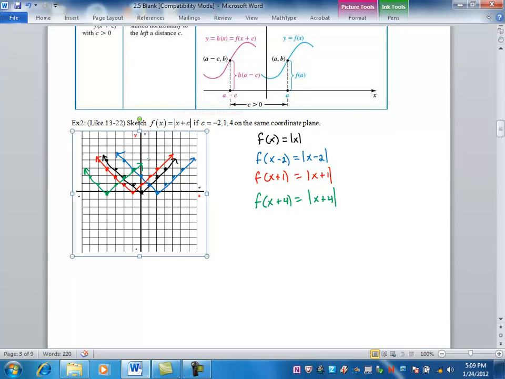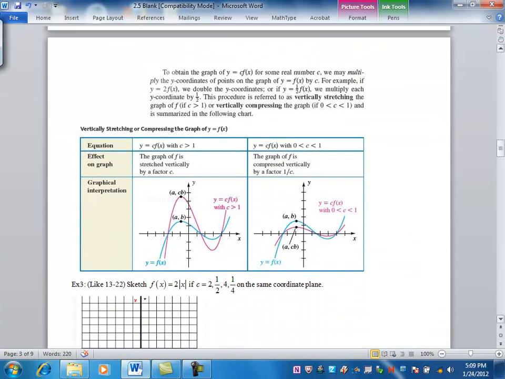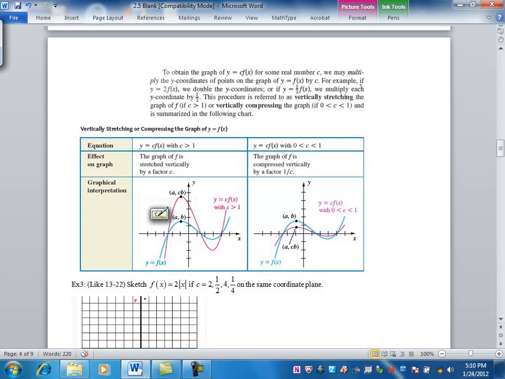So here we have horizontal shifts; before we had vertical shifts. Now, to obtain the graph of y equals c times f of x for some real number c, we multiply the y coordinates of the points on the graph of y equal f of x by c. If you think about it, f of x is my y value, and then we're going to multiply that by c. Hopefully that will make sense to you. For example, if y equals 2 times the function f of x, we double the y coordinates. Or if y equals 1/2 f of x, we're going to multiply each y coordinate by 1/2.